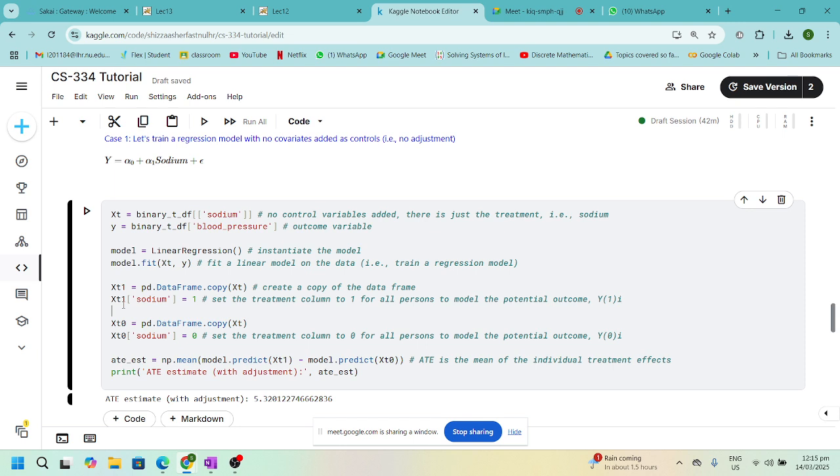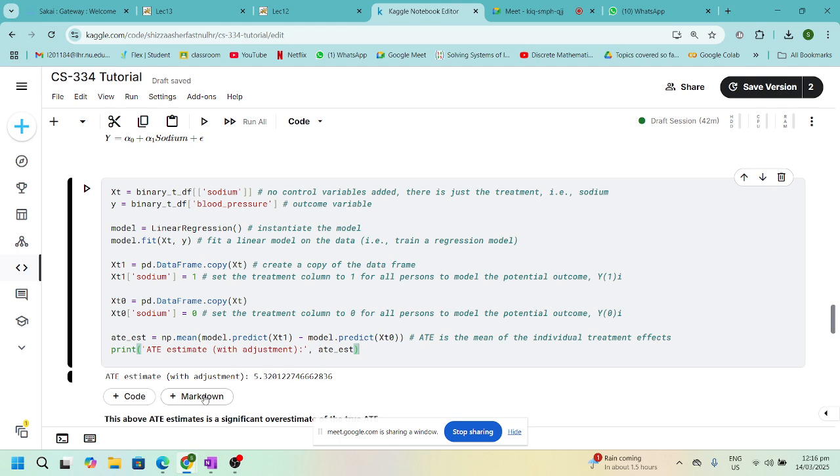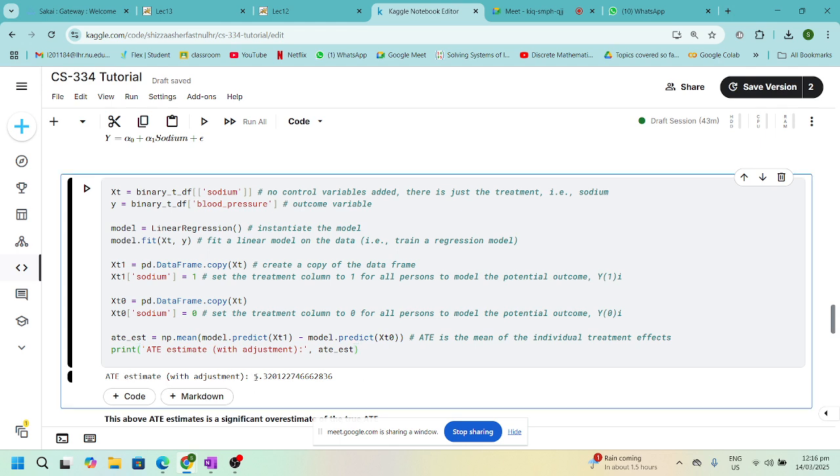जिसमें एक data frame में I have isolated all the patients who have high sodium intake, and then in my other data frame I have isolated all the patients that have low sodium intake, and I have used my model which I trained over here to predict the blood pressures for both of those categories of patients, and then I've simply found the difference in means again. All right, this time it's with adjustment, but I found the difference in means, and it is 5.32.